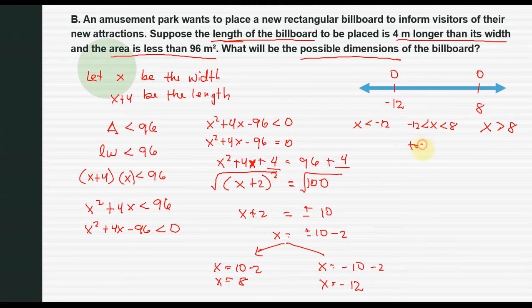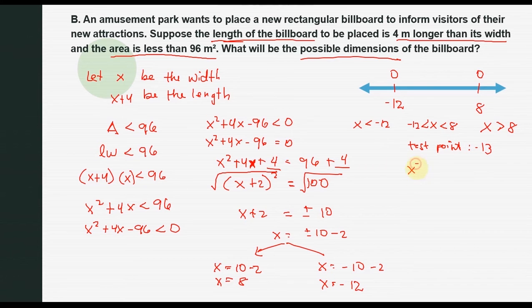For the first test point, let us start with x is less than negative 12. Test a number that is easier to solve. So I think I'll be using the next number here, which is negative 13. So the test point here is negative 13.